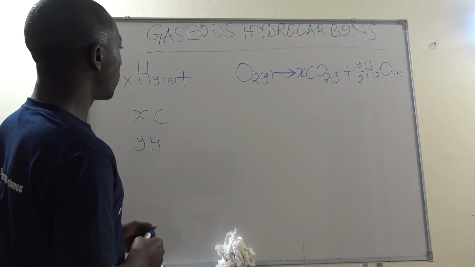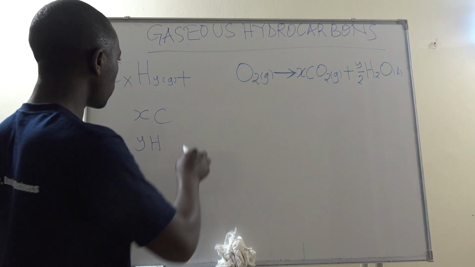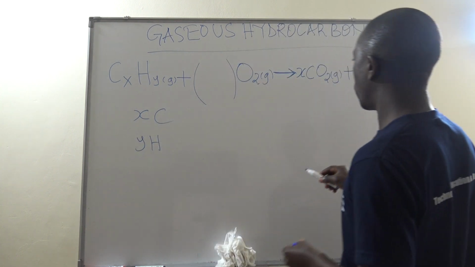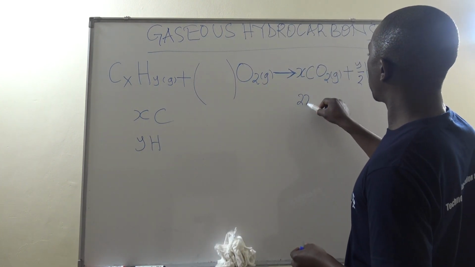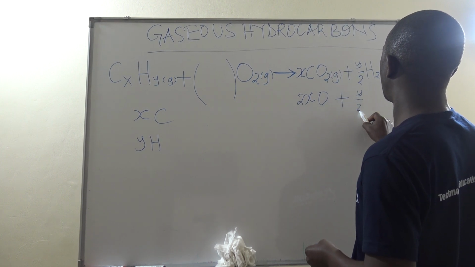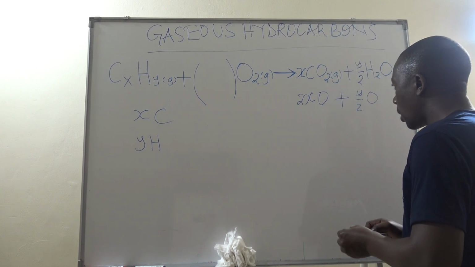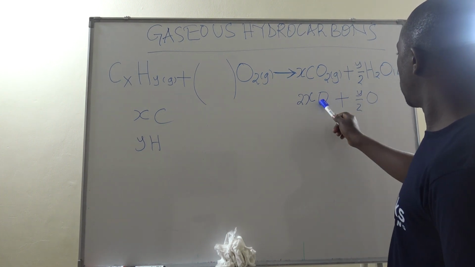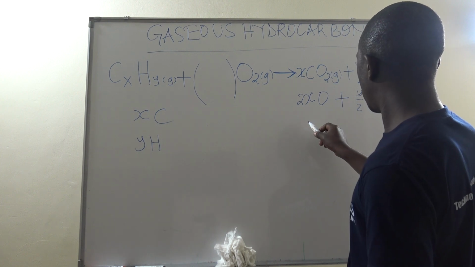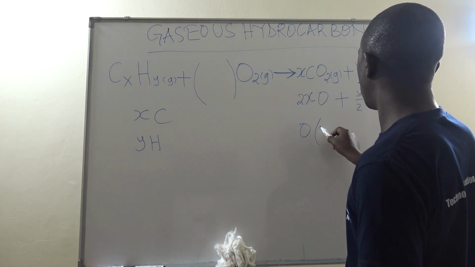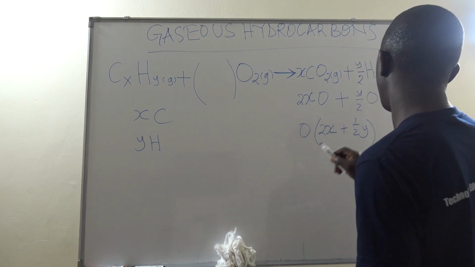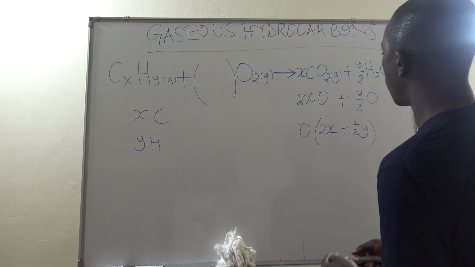Then we look at oxygen atoms. On the right, we have 2x oxygens plus Y over 2 oxygens. When we factor out oxygen, yes, we can factor out oxygen, we get oxygen in brackets 2x plus a half of Y.